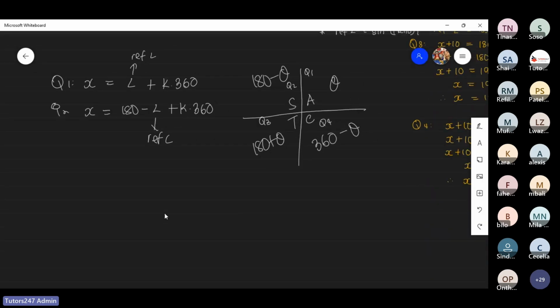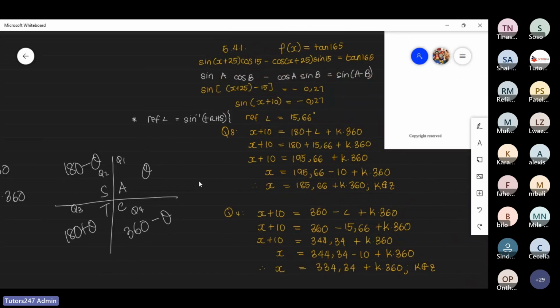Always remember, how you choose your quadrant is based on what that identity is equal to. So if it's equal to something that's positive, you need to ask yourself, in which quadrant is that thing positive? For example, here we had sine equal to a negative. So we asked ourselves, in which quadrant is sine going to be negative? And that is quadrant 3 and quadrant 4, right? So let us continue.